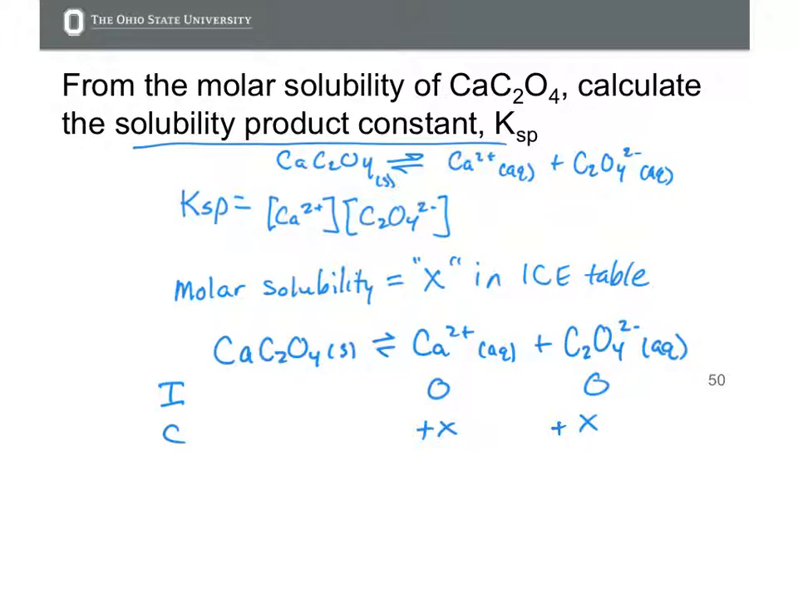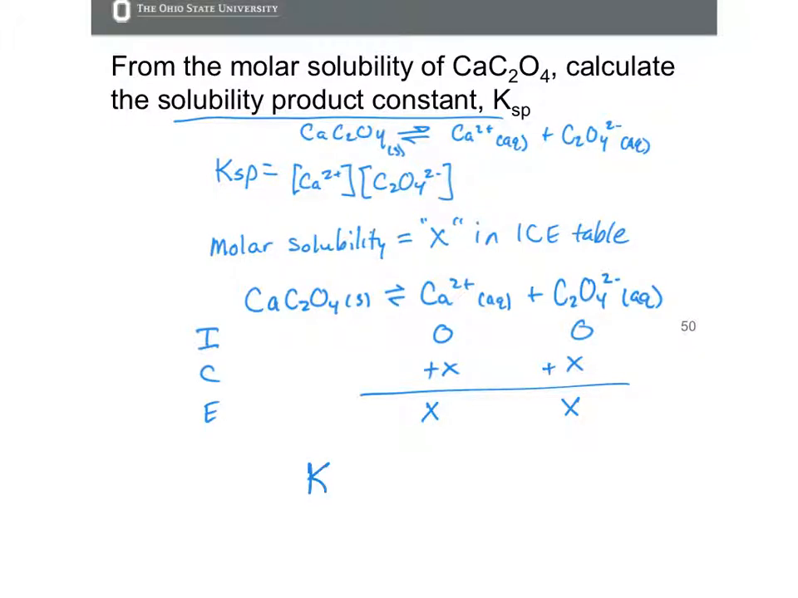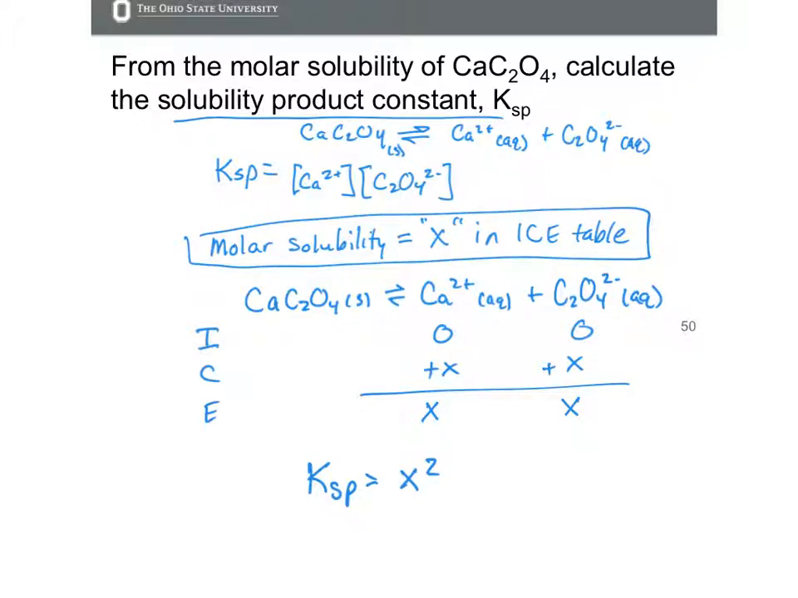And again, the stoichiometry rules still apply like they have previously. Here our stoichiometry is just 1. So at equilibrium, we're going to have x moles per liter of calcium ion and x moles per liter of oxalate ion. So our KSP is going to be equal to x squared. And as I mentioned before, the molar solubility is equal to X in the ice table.